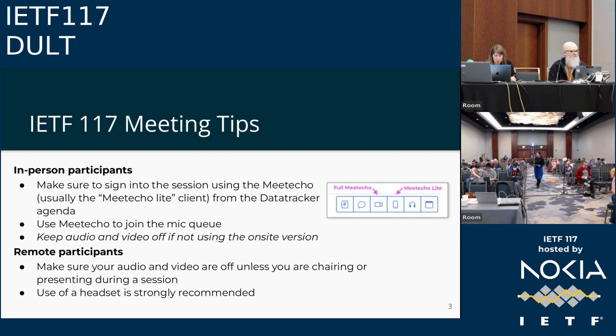And I know that we have a number of remote participants, actually. If you're local, you don't need to turn your audio or your video on, please. For remote participants, you should make sure your audio and video are turned off unless you're actually talking or presenting. And we'd really like you to use a headset, because it cuts down a lot of the reverb. There are some buttons to press. If you're in the IETF agenda, you can find the buttons, click them, use them. Great. I keep hitting the wrong button.